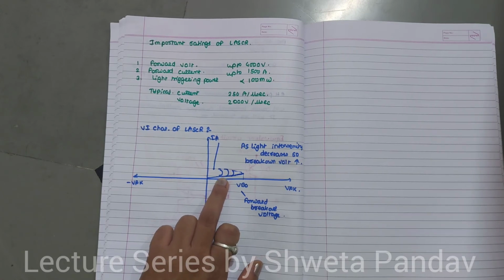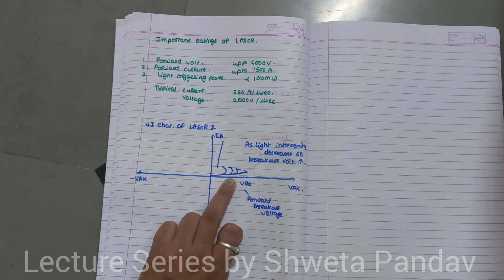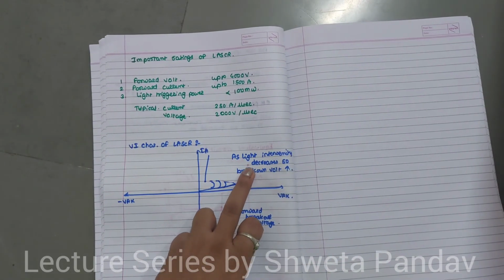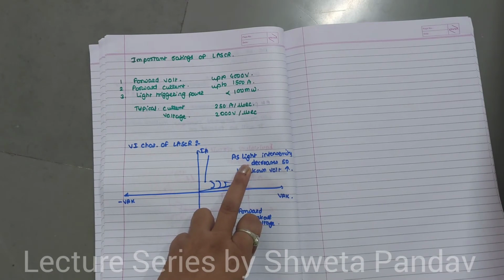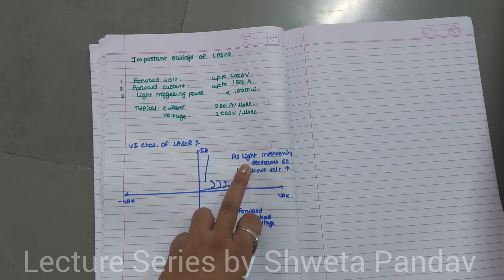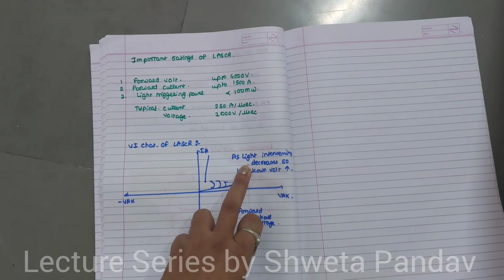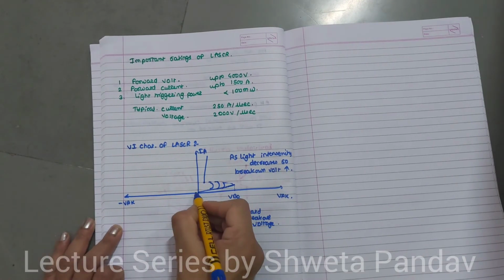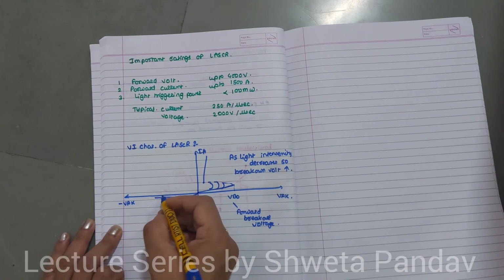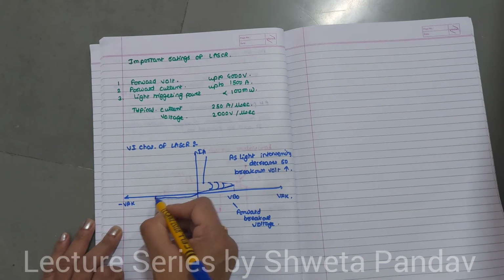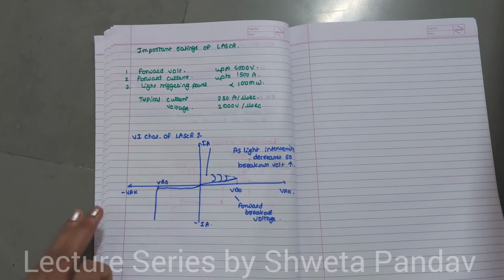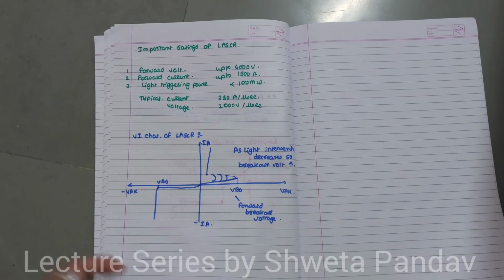Now here the device operates on the intensity of light. So as light intensity decreases, the breakdown voltage increases. In the reverse direction, the current increases in small steps, and after the reverse breakover voltage, the reverse current starts increasing. So this is the VI characteristic of LASCR.